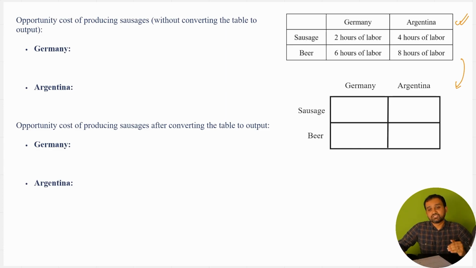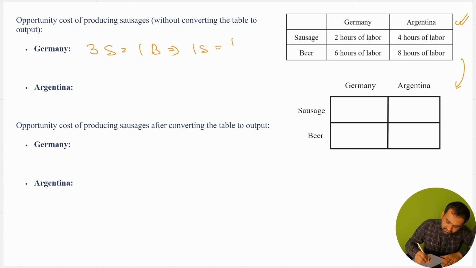So for sausages, Germany, let's see. So when Germany produces sausage, it requires 2 hours of labor, whereas when it produces beer, it requires 6 hours of labor. So in 6 hours, Germany can produce 3 units of sausage or 1 unit of beer. So as a result, we can say, well, 3 units of sausage or 1 unit of beer. So that tells me for 1 sausage, Germany gives up 1/3 beer.